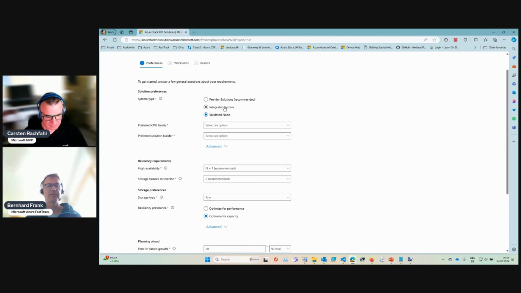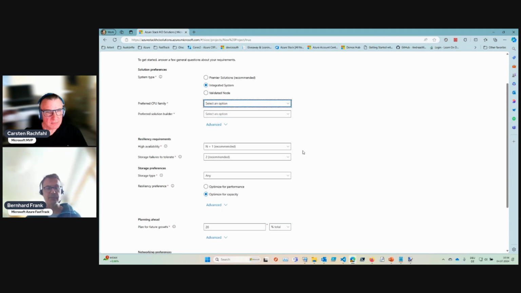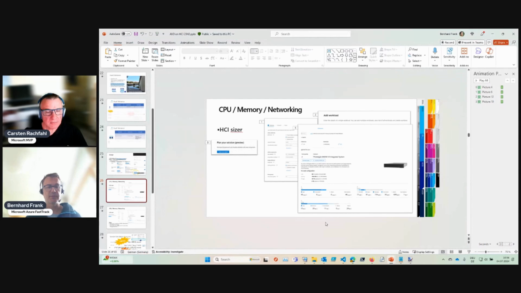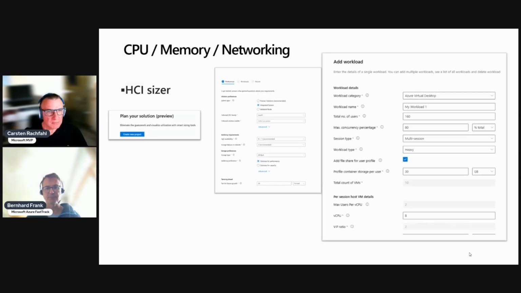And then if you have chosen your system, your CPU family, you then design your workload and get up to a number. Quite interesting, I think as well. It is a starting point. Don't take it written in stone, but it is something good to start with.